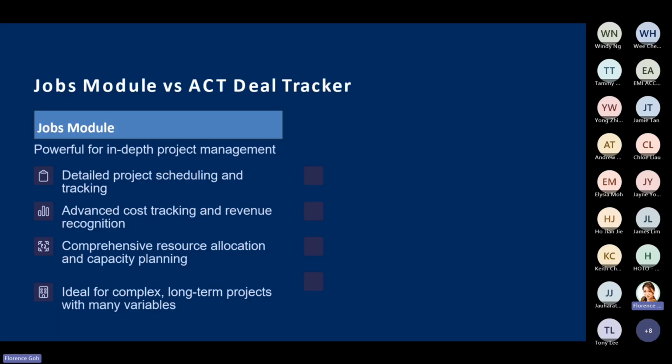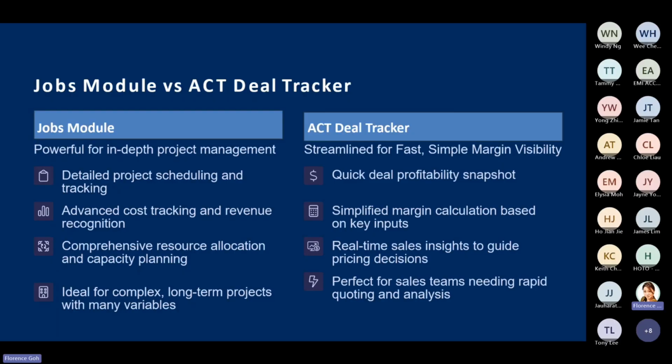On the other hand, Deal Tracker is streamlined for speed. We are talking about speed. Simple margin visibility is designed for sales, purchase teams, and finance users who want quick insights. Times have changed. Everything is volatile. We need to have information as fast as possible, so we need quick insights into deal profitability without the overhead of detailed project setup.